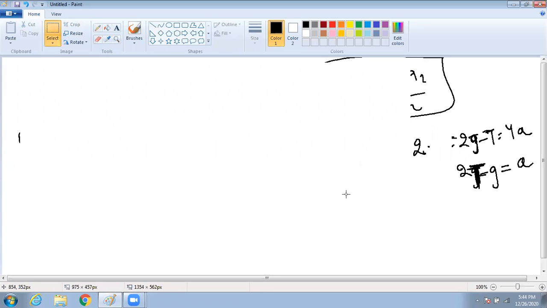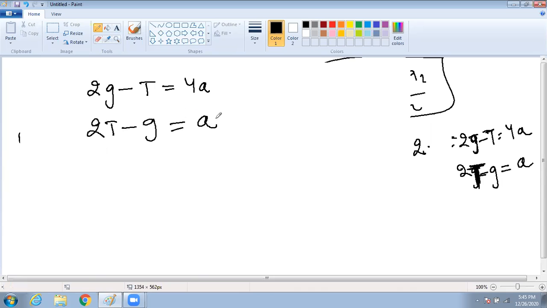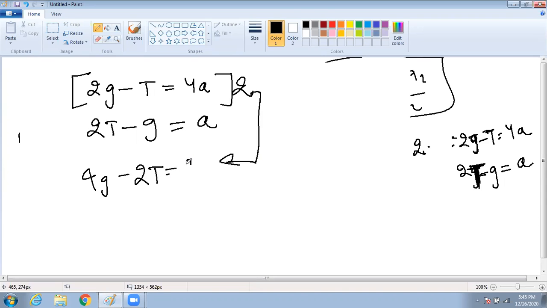You have to solve the equation. So what is the equation again? Let me write: 2g minus T is equal to 4a. Here it is 2T minus g is equal to a. So what I am doing, I am multiplying here by 2. If I multiply by 2 here, what does this equation become? This equation becomes 4g minus 2T is equal to 8a. And this equation I'm writing here: 2T minus g is equal to a.